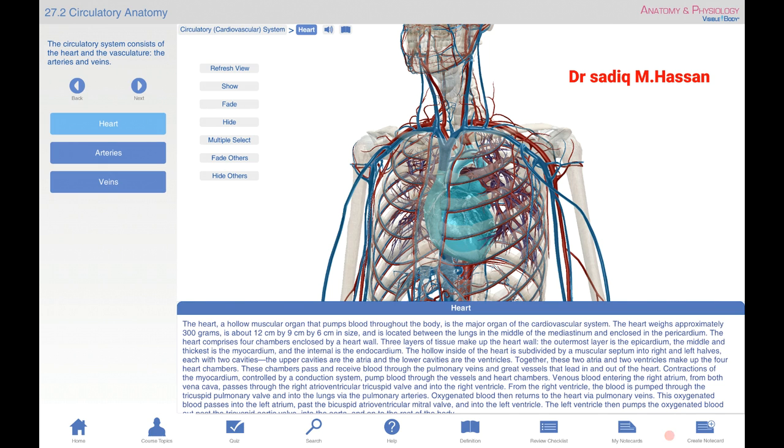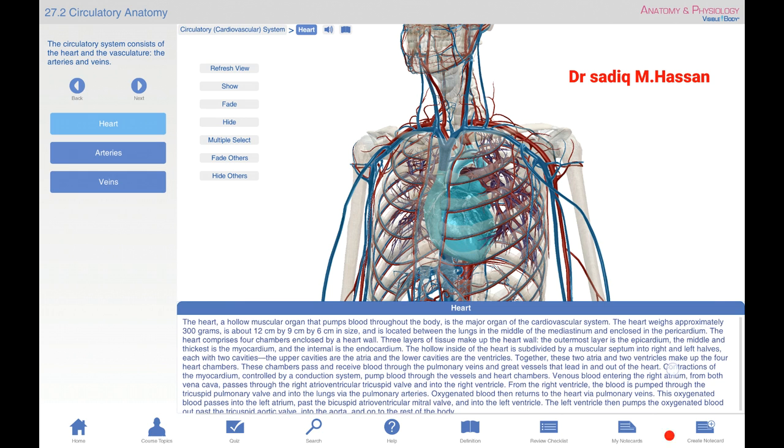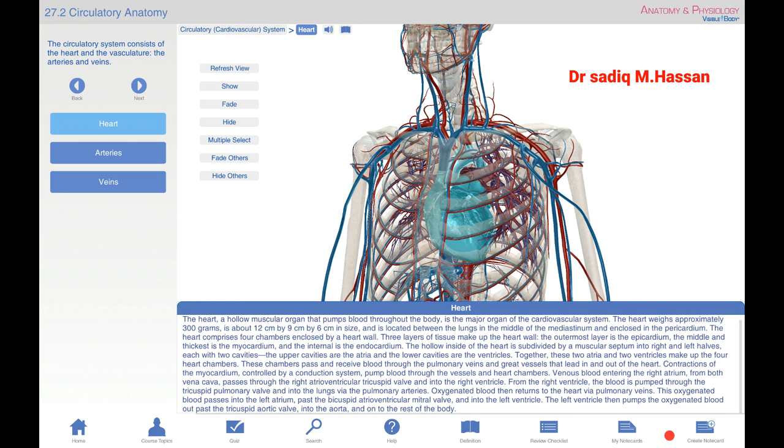The outermost layer is the epicardium. The middle and thickest layer is the myocardium. The first, outer layer is the epicardium, and the second, which is the middle and the thickest, the largest and strongest, is the myocardium, as myo is the Greek word for muscle. The innermost one is the endocardium.